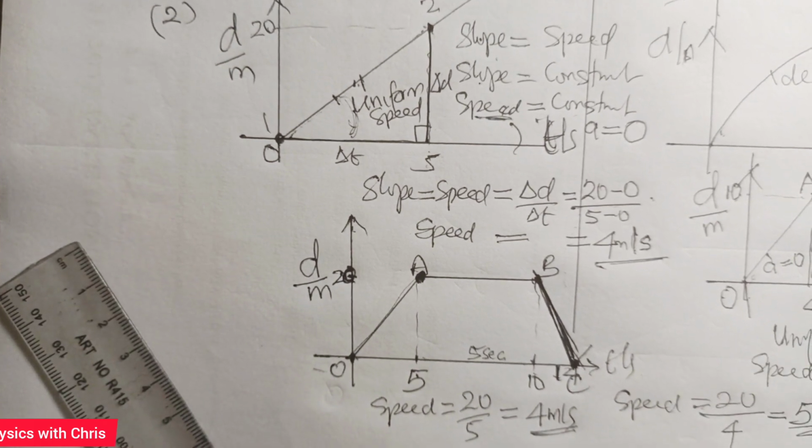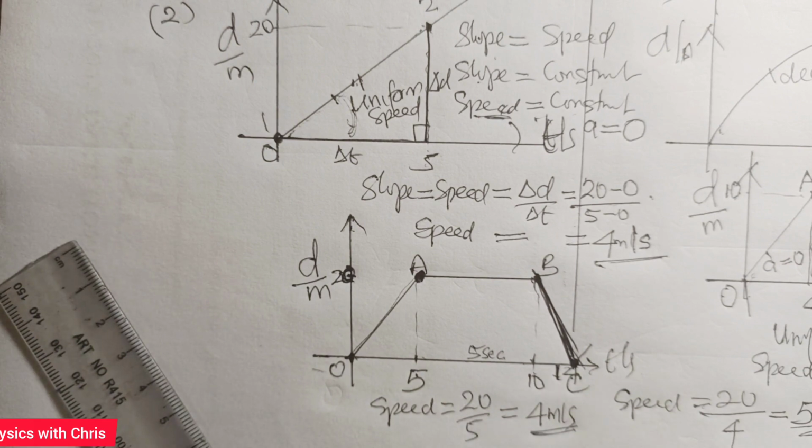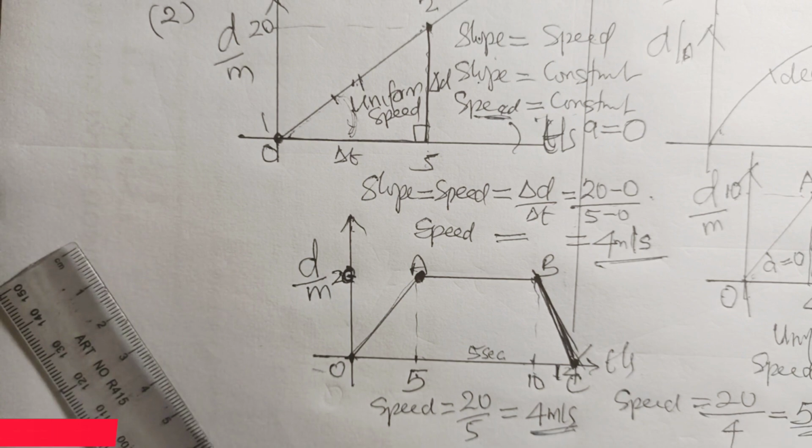So that's how you describe the journey using this distance time graph. Next class, we'll look at the velocity time graph.